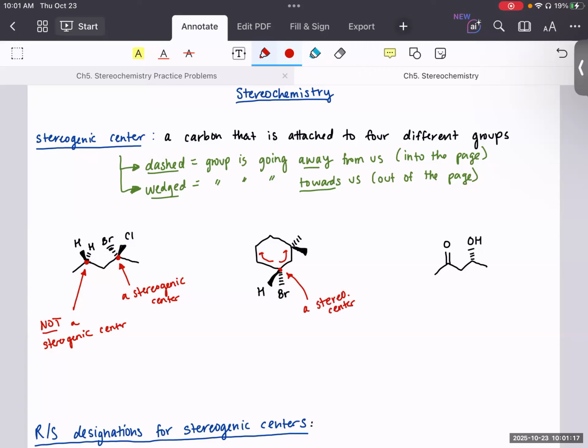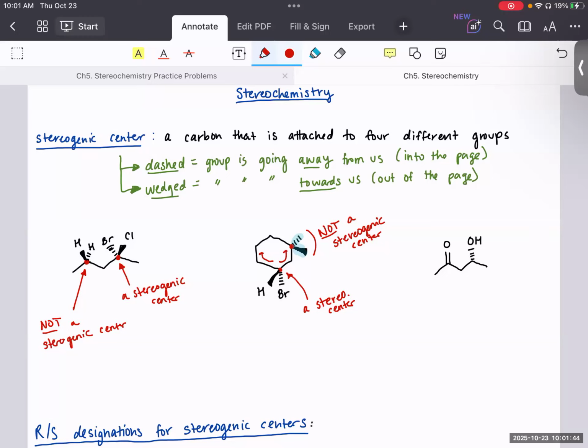In comparison to that, if we take a look at this carbon up here, what we can see is that we actually have 2 methyl groups bonded here. And so since 2 methyl groups are the same group, this is going to be not a stereocenter because we don't have 4 unique groups. Even though it's not hydrogens, it's still the same group, it's still 2 methyls, and so it can't be a stereogenic center.